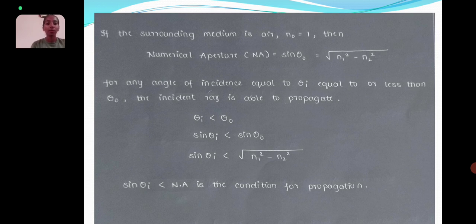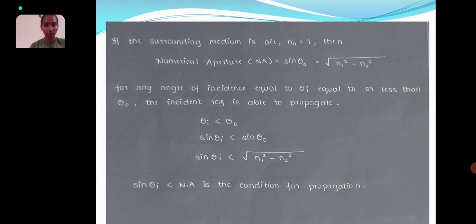For any angle of incidence theta 1 less than or equal to theta naught, the incident ray is able to propagate. That is, theta 1 less than theta naught, so sine theta 1 is less than sine theta naught. In place of sine theta naught, we consider root of n1 square minus n2 square. That is, sine theta 1 is less than root of n1 square minus n2 square. Hence, sine theta 1 is less than the numerical aperture, the condition for propagation.